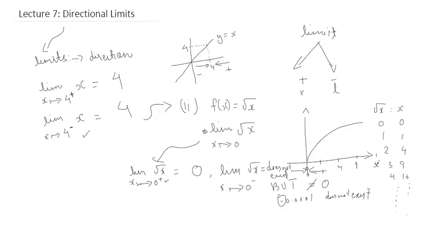Now there's a problem over here. We're getting the left-handed limit in this particular case as 0, and the right-handed limit as does not exist. So there's a certain rule involved here that we're going to be talking about now.